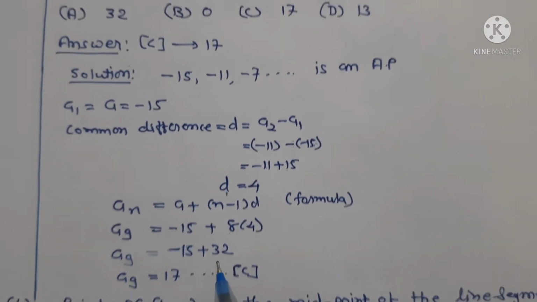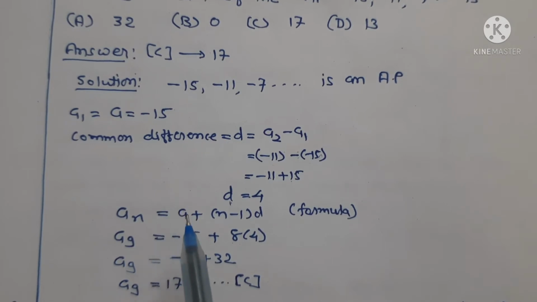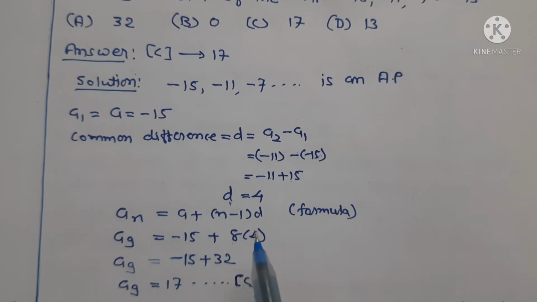Now we know that an equal to a plus n minus 1 into d, the formula of the nth term. We have to find the ninth term. a9 equal to, value of a minus 15, 9 minus 1 is 8, common difference d is 4. Minus 15 plus 8 times 4 is 32, 32 minus 15 is 17. Therefore the ninth term is 17, so C is the answer.